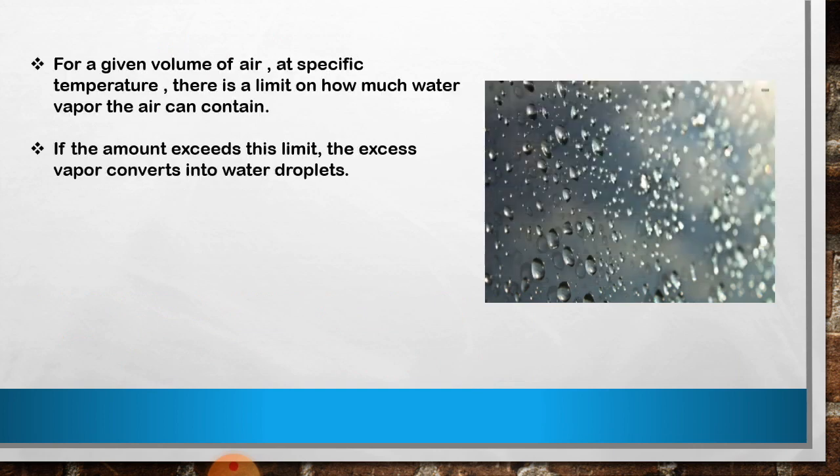For a given volume of air at specific temperature, there is a limit on how much water vapor the air can contain. Okay, so now let's see, there is one limit, that how much water vapor the air can contain. If the amount exceeds this limit, then what happens? The excess of vapor gets converted into water droplets.